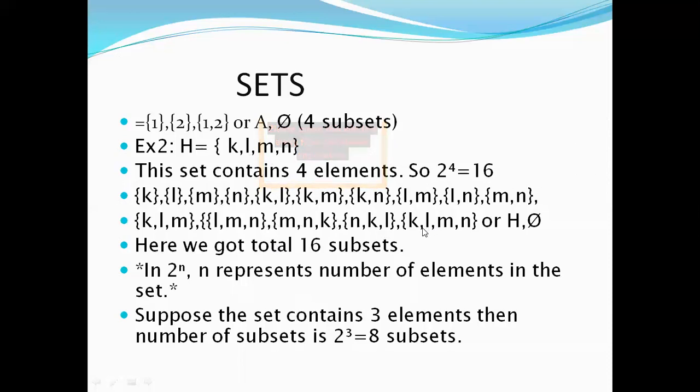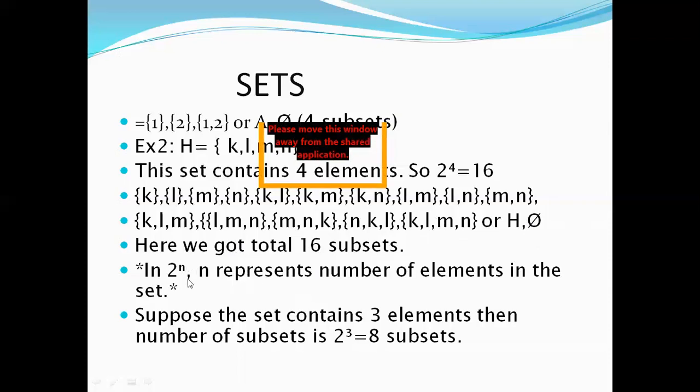Now last one is you can write KLMN, or you can write, I already said, the name of the set, that is H. Either this or this you can write. And last what I said, phi. So total if you count it, we got total 16 subsets.